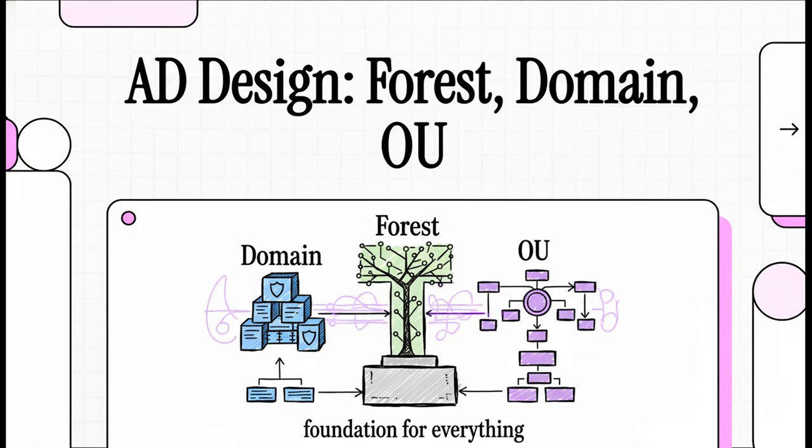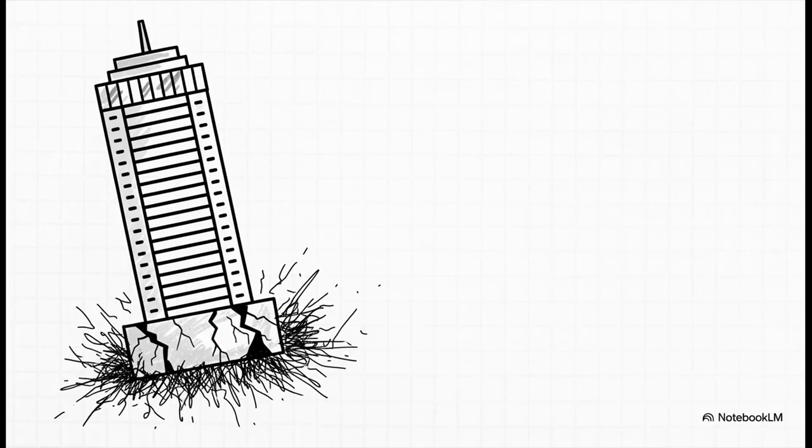All right, let's get right into it. We're going to be breaking down the architectural blueprints of Active Directory. Getting this part right is probably one of the most critical decisions you can make when you're setting up a network. It's the foundation for literally everything else: your security, your administration, and how well you can scale down the road. And honestly, that is not an exaggeration.